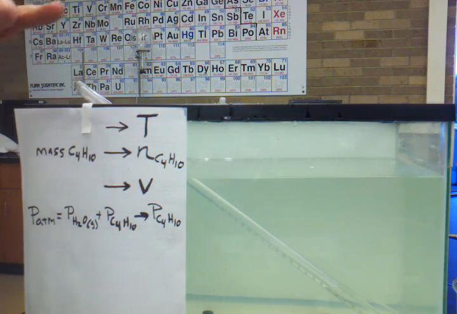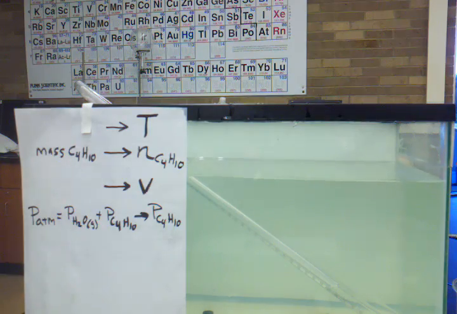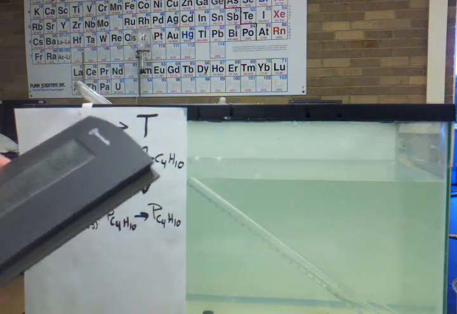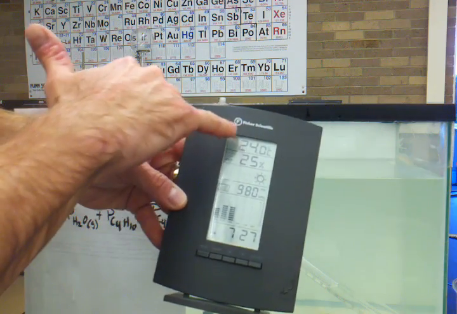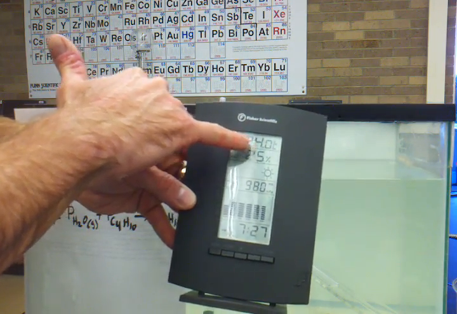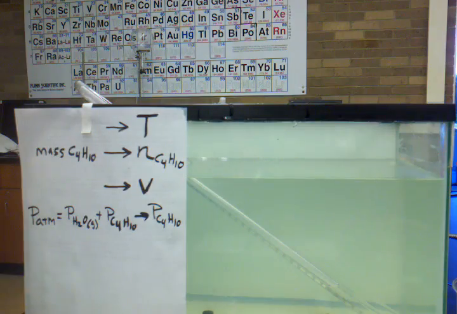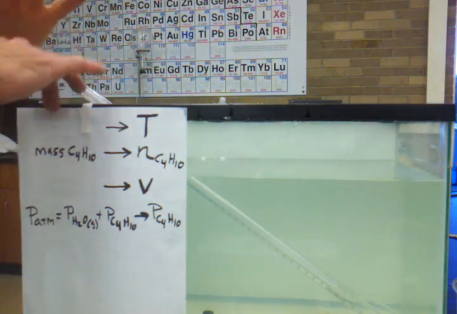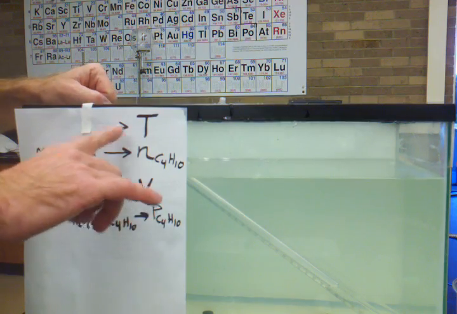The temperature, we're going to let everything sit and stabilize with the rest of the room. We have this barometer, which is a barometer and a thermometer. At the top it says the temperature is 24.0 degrees Celsius. So we're going to assume that everything is the same temperature. So we know our temperature.